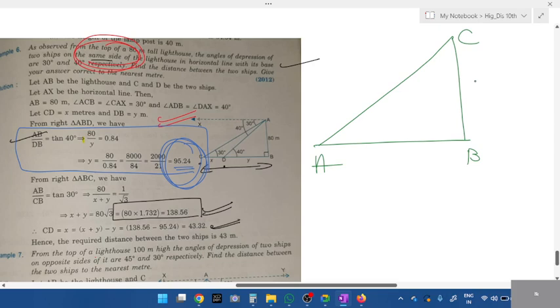Which is BC, 100 meters high. Which is 100 meters here, AC or BC? So definitely BC is 100 meters high. The angle of depression is given. If a depression question is given, draw a line like this.